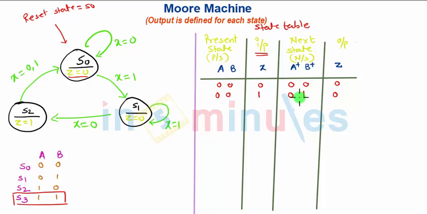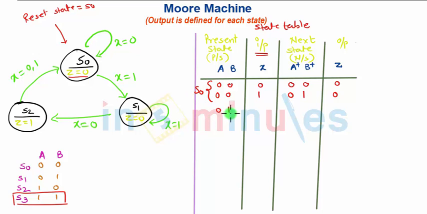See, there is a change in state from S0 to S1, but still the output is of the previous state. This output will be changed in the next state, while this next state 0 1 will move on here and work as a present state. Then the output will be changed according to that state. The next state we have got here will come as a present state here, and then we'll change the output.